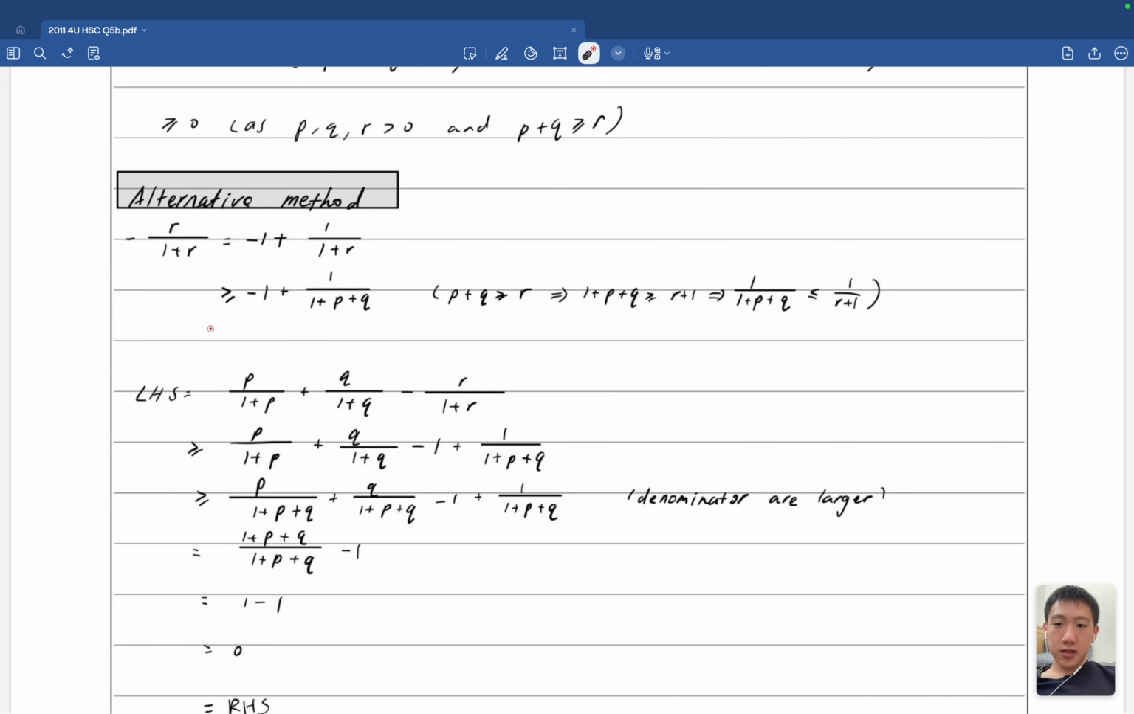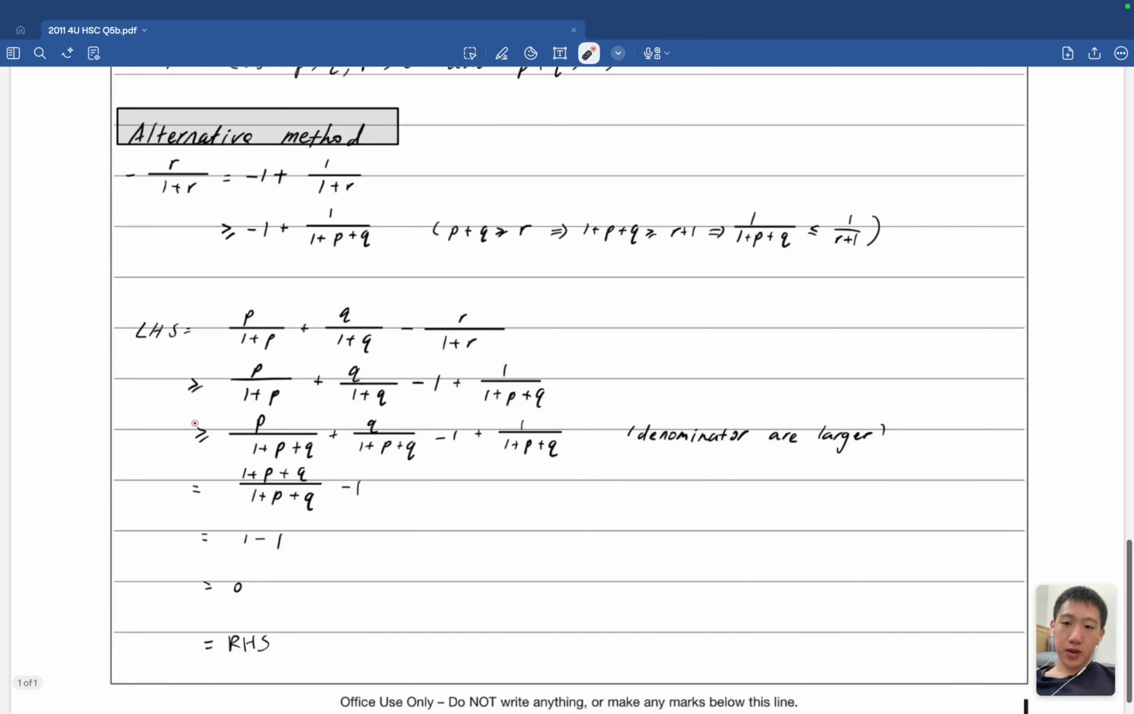We can use this given information and we can basically plug in the left hand side with this. Now if we have this information, we just want to make the denominator the same, and we can use this. We can make the denominator larger and still keep the greater sign, right? And then we simplify it so that it's greater than 0.